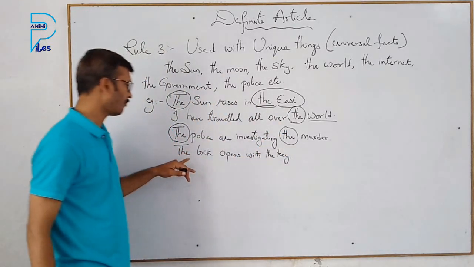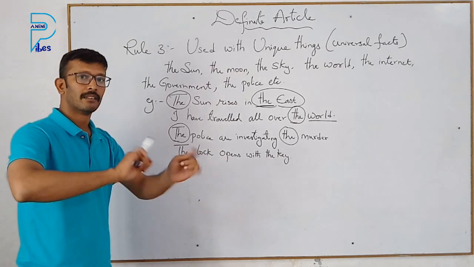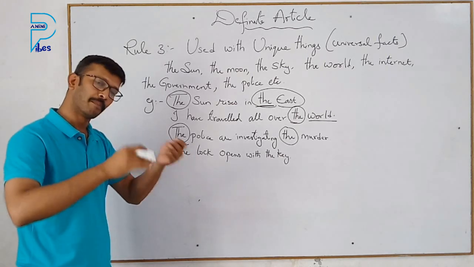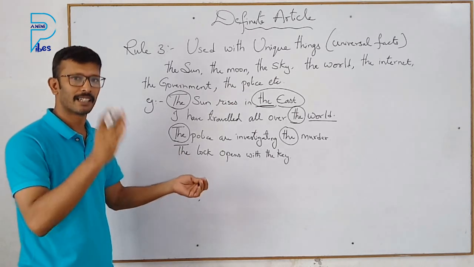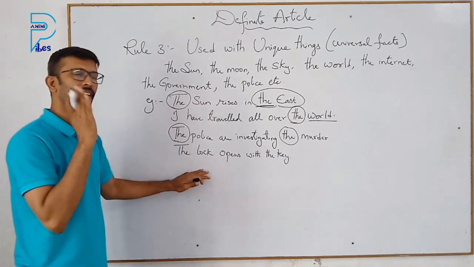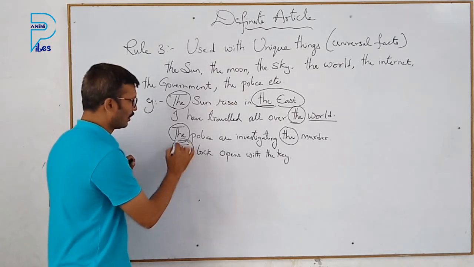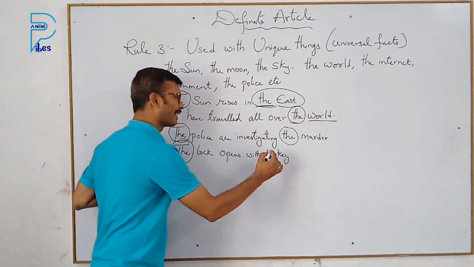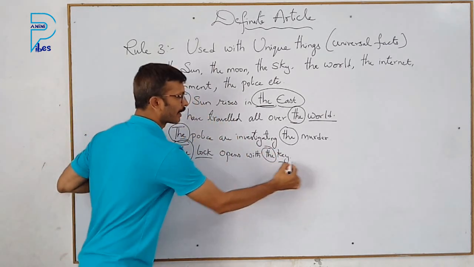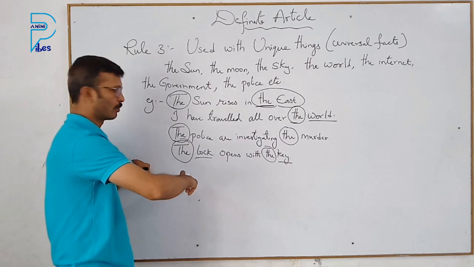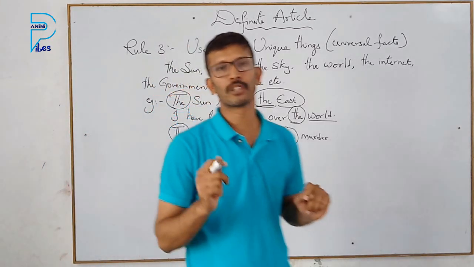The lock opens with the key. अब उससे तो चोर जो है वो बिना की के भी ओपन करता है, लेकिन यूनिवर्सल फैक्ट क्या है? That is, the lock opens with the key. अब यहाँ पे दो यूनिक थिंग्स है, एक तो लॉक है और एक की है जो रिलेटेड है एक दूसरे से, इसीलिए हम यहाँ पे डेफिनेट आर्टिकल the यूज करते हैं.